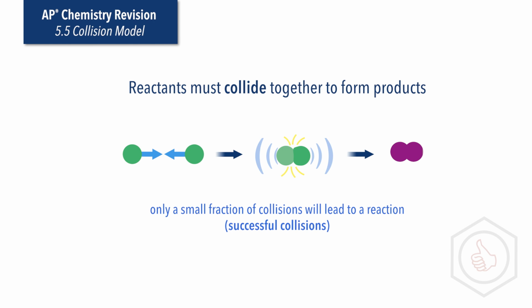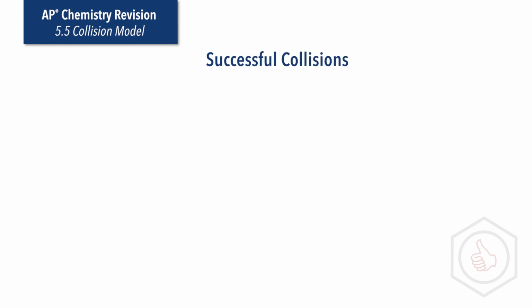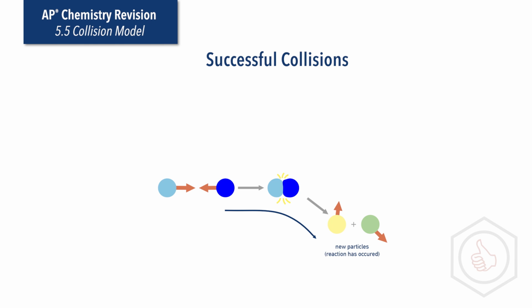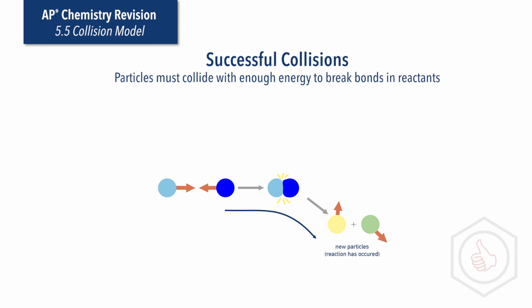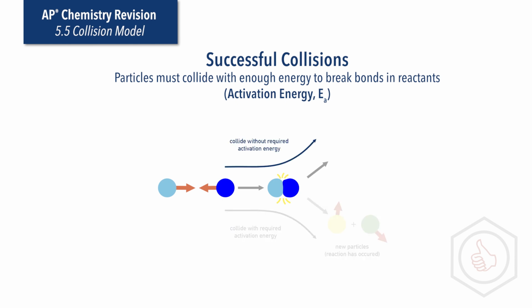In order for a collision between particles to be successful and form products, the particles must collide with enough energy to break bonds in the reactants. This amount of energy is called the activation energy for the reaction. If the particles collide with too little energy, the particles simply bounce off each other without reacting. No bonds in the reactants get broken, which means no products can then be formed.